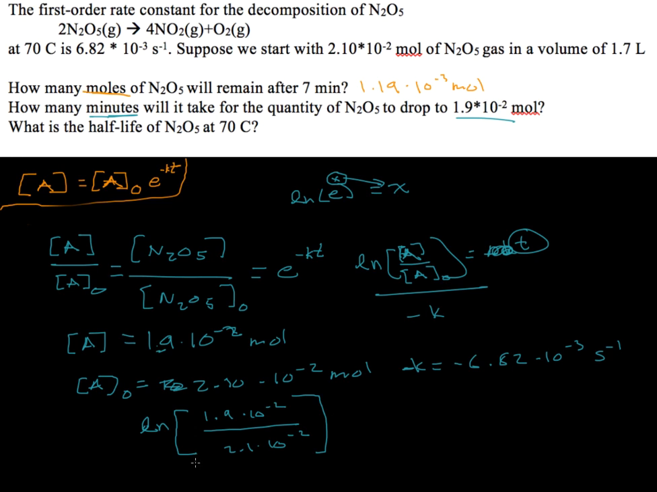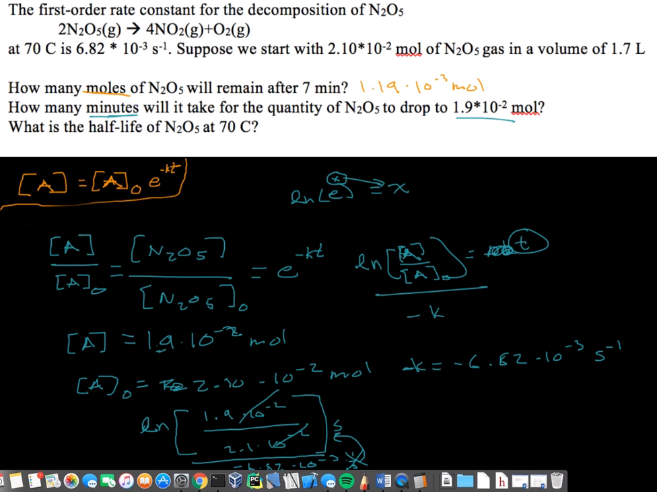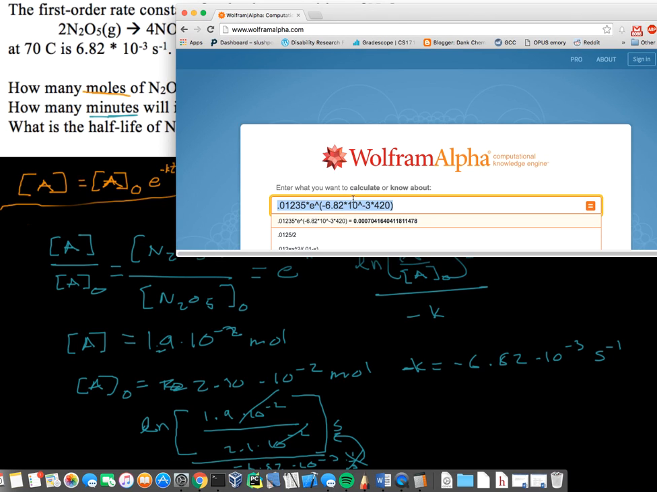And we're going to divide all of this by negative 6.82 times 10 to the negative third times 1 over seconds. Seconds are going to move up to the top, so we can cancel that. We can also cancel these 10 to the negative 2 values, and I will now put that into my calculator up here.